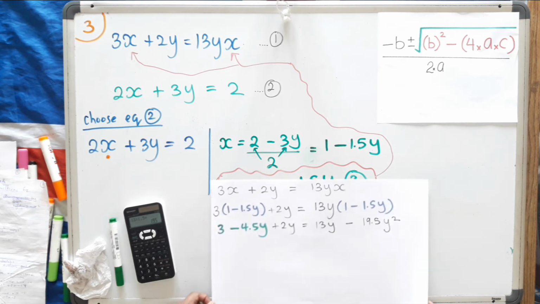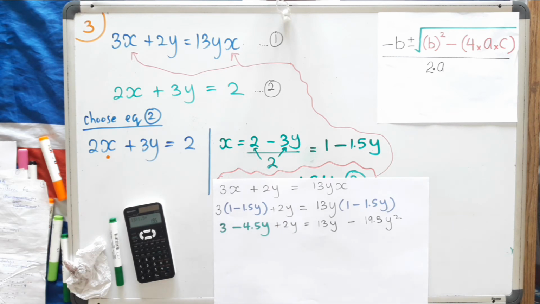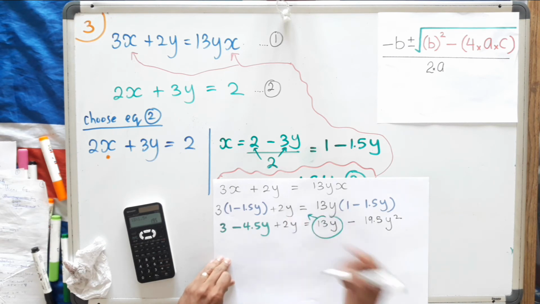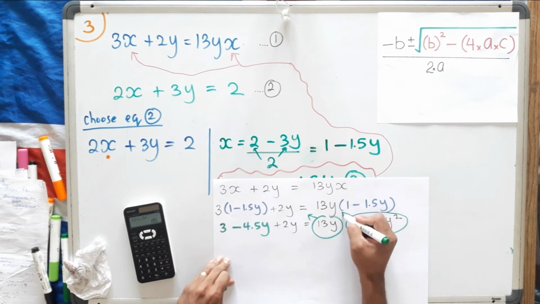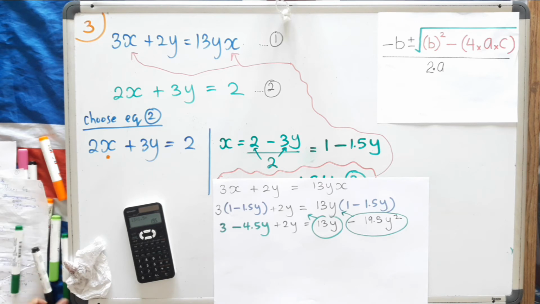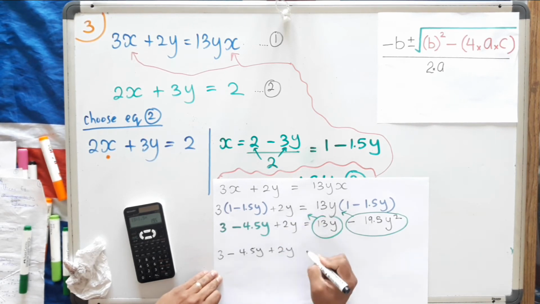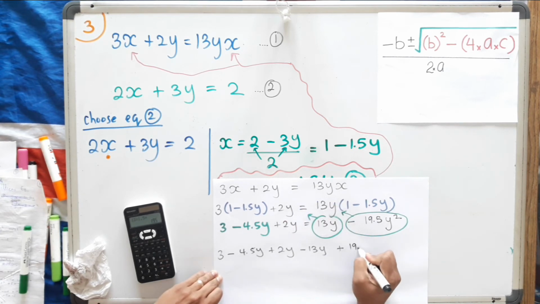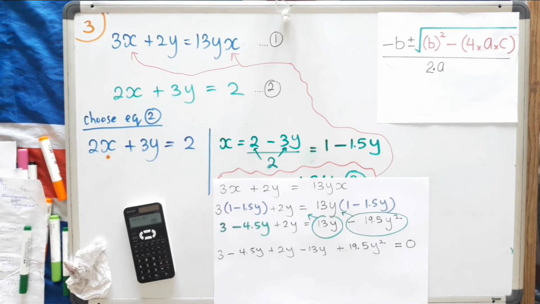All right. So here's what we're going to do now. I think we should throw everybody on the same side because this looks like a quadratic equation. So the 13, throw across the positive 13y, you'll get minus 13y. Throw across the minus 19.5y squared, you'll get positive 19.5y squared. So we have 13 minus 4.5y plus 2y, minus 13y, plus 19.5y squared, and this whole thing is equal to 0 now.